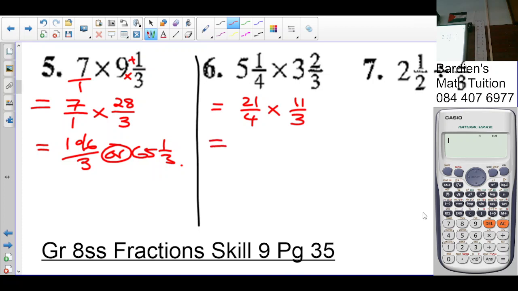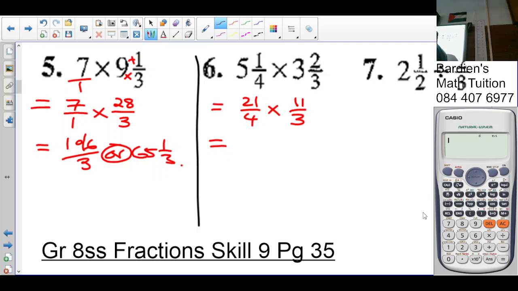So what do I do now? I first simplify before I multiply. You see, if I multiply this 21 times 11, it's going to be a huge number. Can you see that? And over 12. So if you simplify first, you'll see the numbers won't be that big. Okay?